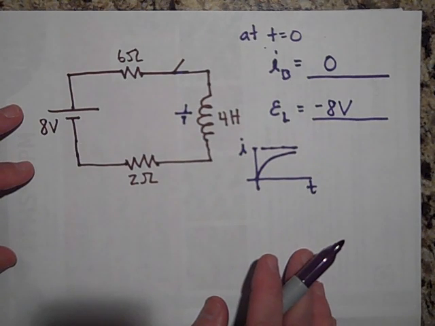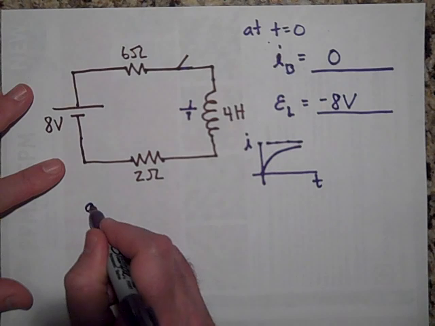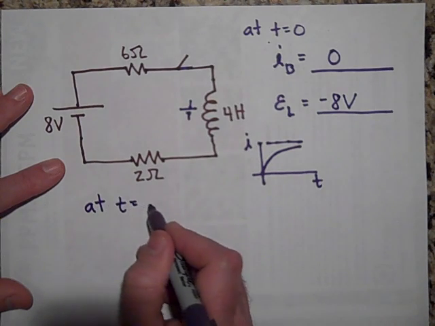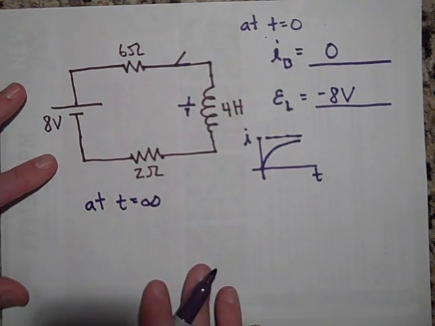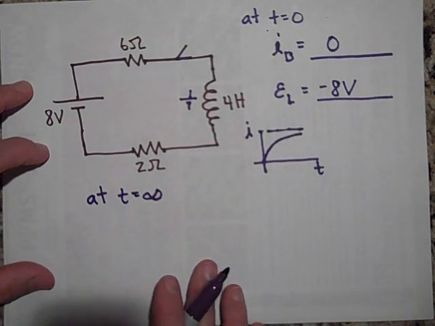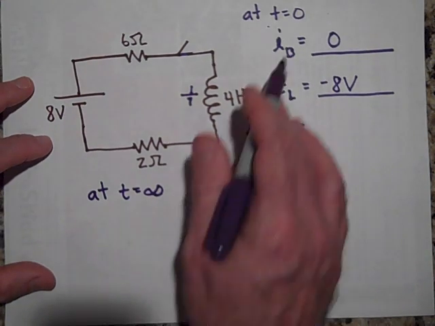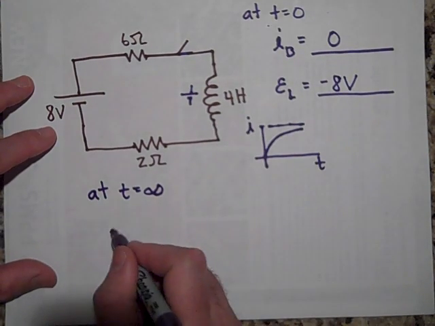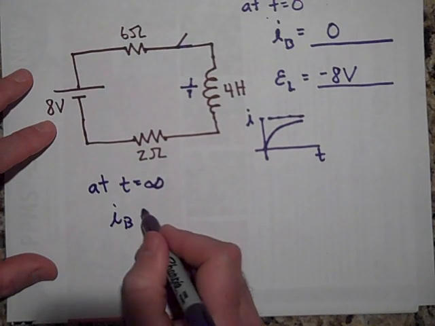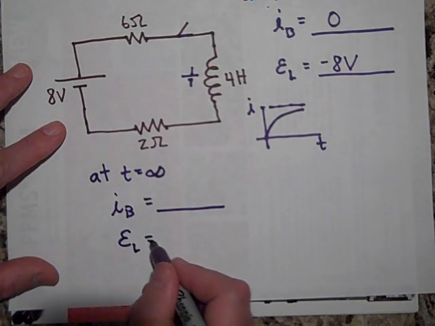Okay? All right, then a long time later, at t equals infinity, or at least a minute later, could you tell me what the answers to these will be? So what will be the I through the battery, and what will be the EMF induced in the inductor?